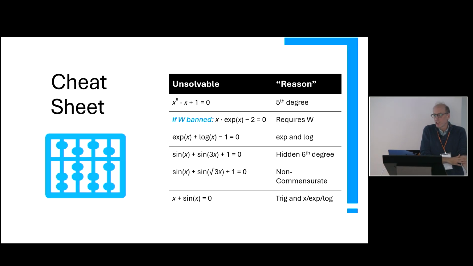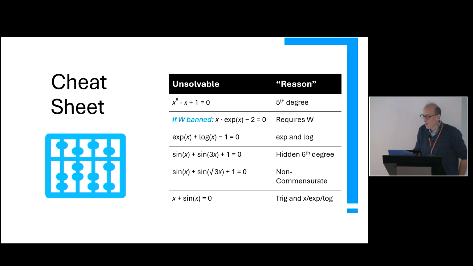So let me give you a cheat sheet. If you give me something with a 5th degree or above polynomial, I'm going to say it's probably not solvable. The reason is the degree is too high. If you give me something with an exponent or a log, but just one, I'm going to say, well, it's unsolvable if you don't allow W, but you should allow W. If it's mixing exponent and log together, then it's probably not solvable.